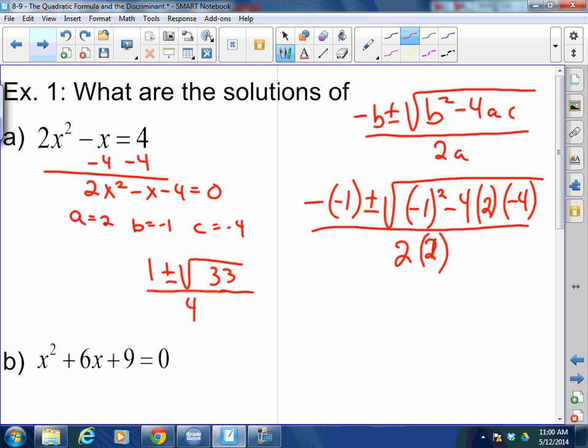Now, what does this plus or minus indicate again? You have 2 solutions here. You have 1 plus the square root of 33 over 4, comma, 1 minus the square root of 33 over 4. That's what that plus or minus means. Does that make sense, gentlemen? All right, let's continue.